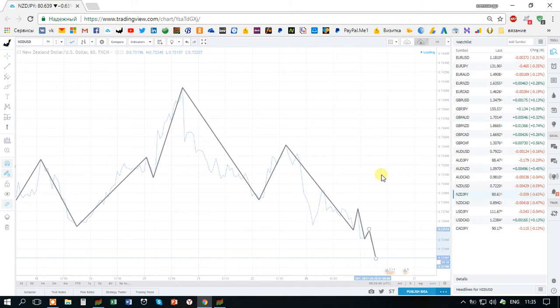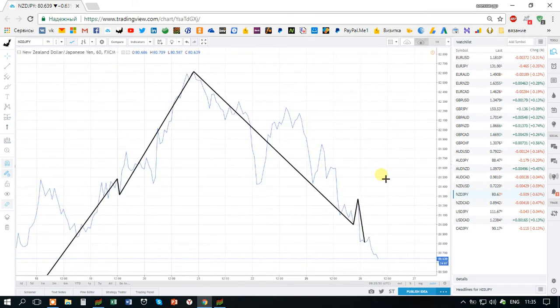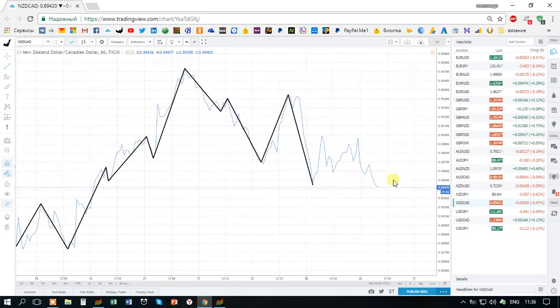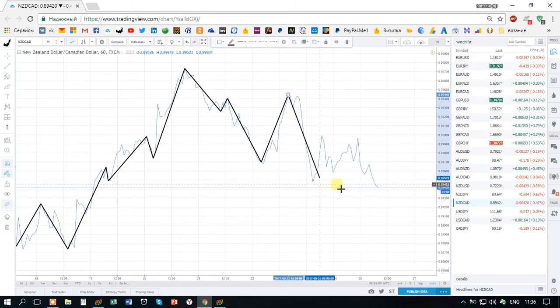New Zealand yen. We had that slight violation to the upside, and then we continue. New Zealand Canadian. Okay, we broke lower.